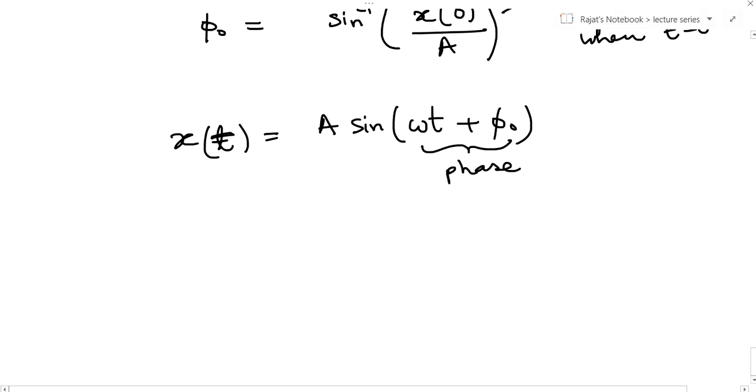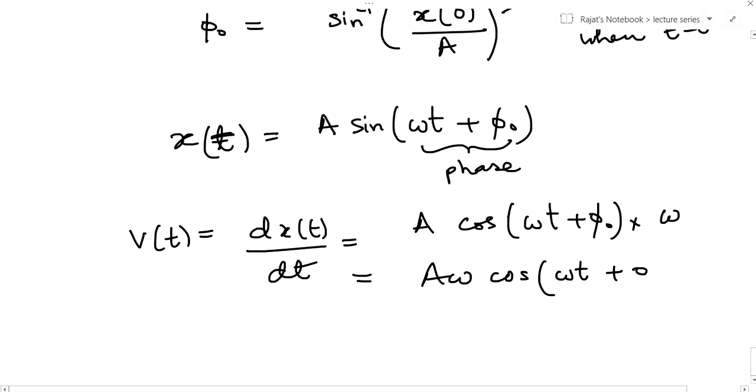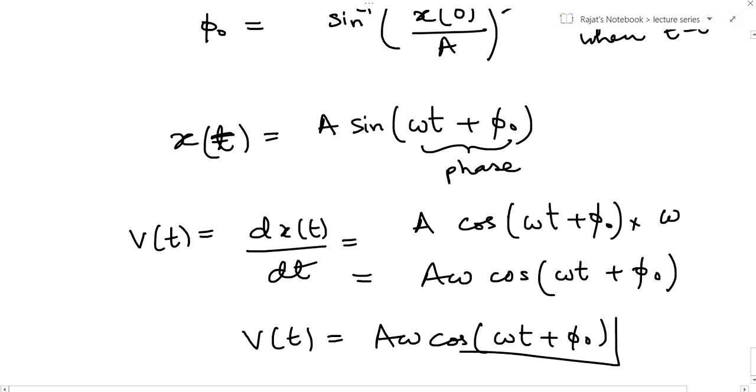If you want to find the velocity of the particle as a function of time t, all you need to do is differentiate. So velocity as a function of time t will be nothing but dx by dt. This will be a cos omega t plus phi naught into omega, using the chain rule. So this becomes a omega cos omega t plus phi naught. So velocity as a function of time t is a omega cos omega t plus phi naught.